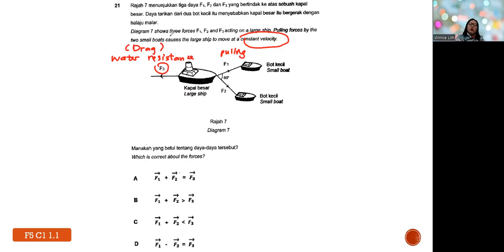But what is the relationship between F3 and F1 and F2? They are supposed to add up to be equal to F3, because with constant velocity, your net force is 0. So hence, in the vector equation, this is how you write it: F1 plus F2 is equivalent to F3. So the answer is A.